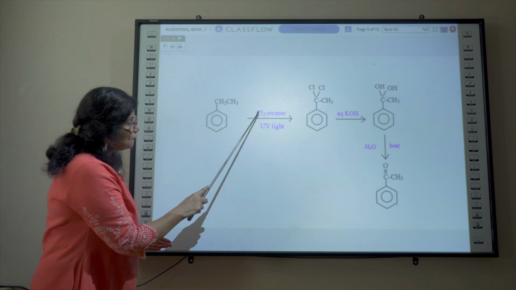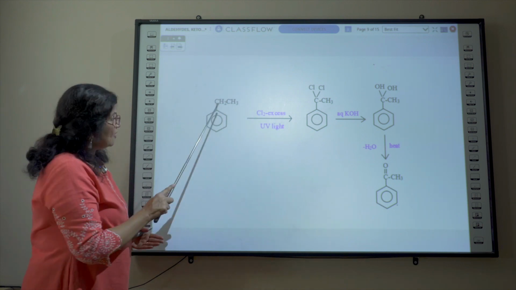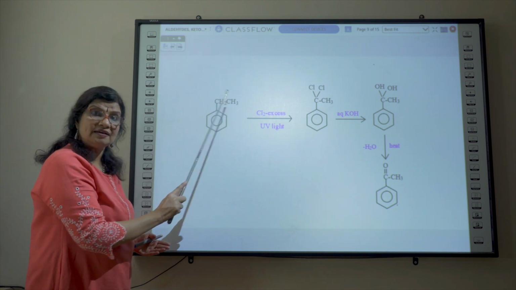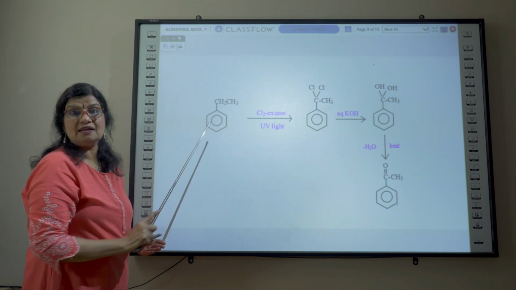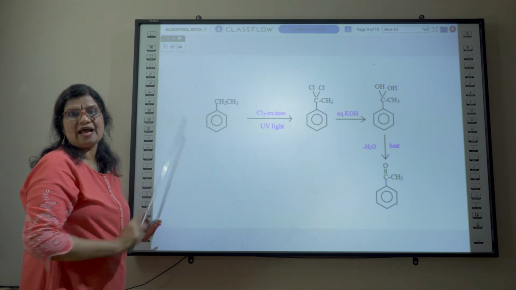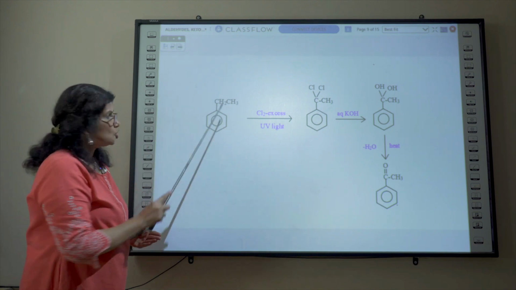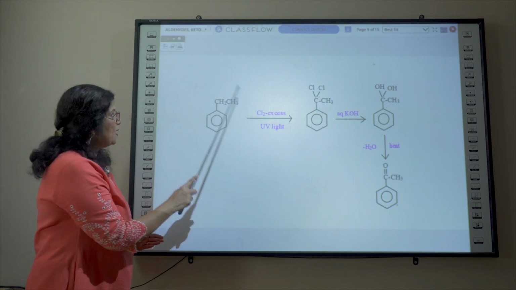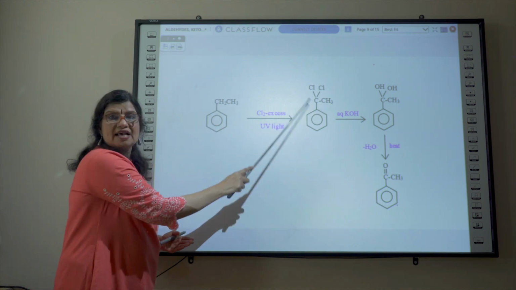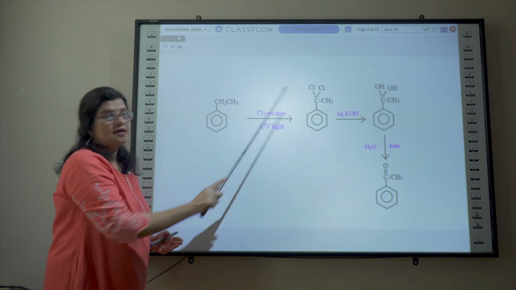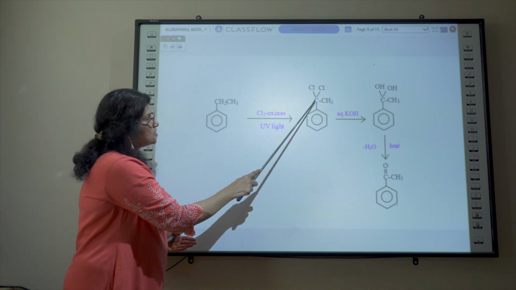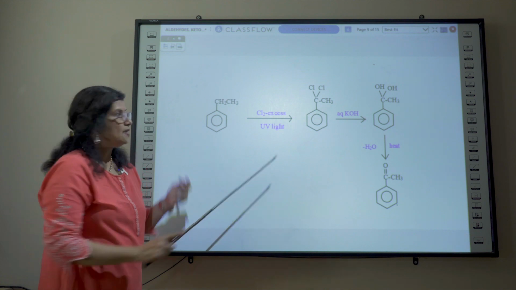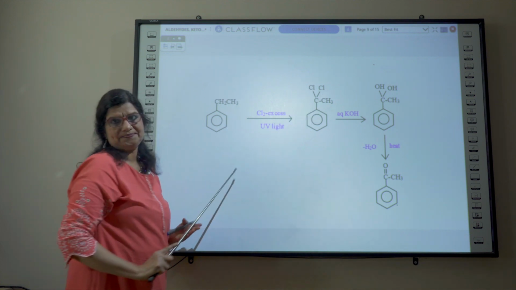Now you have chlorine in excess. So after one hydrogen is lost, one more hydrogen is lost. Now you get a more stable free radical, a tertiary benzyl free radical, which is more stable. So these are the 2 hydrogen atoms which are substituted by chlorine to give you this geminal dichloride. The 2 chlorine atoms are present on the same carbon atom. It is a geminal dichloride.